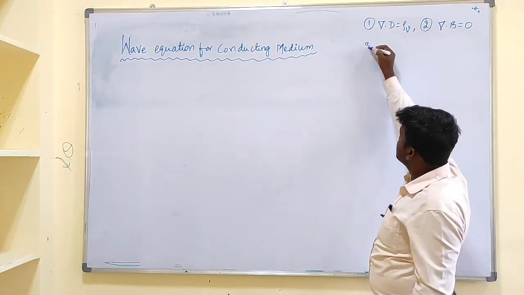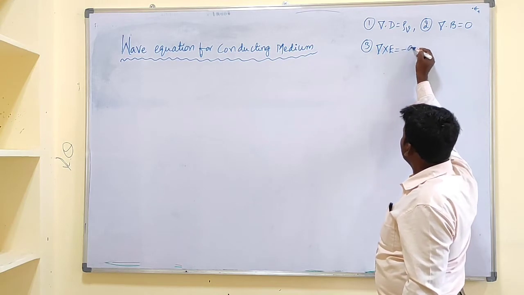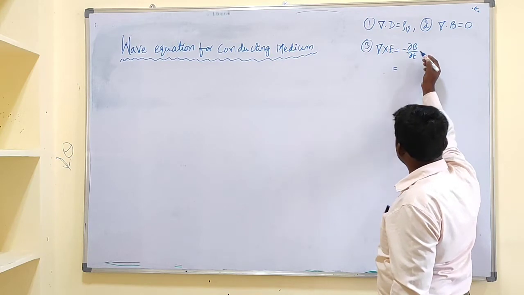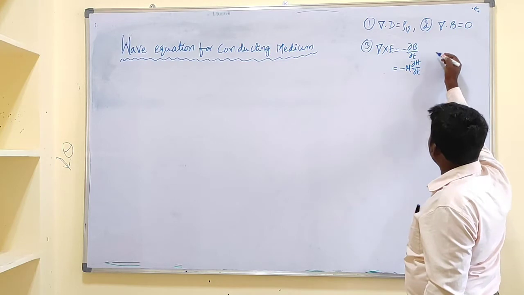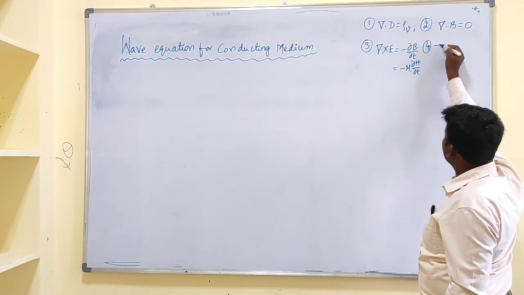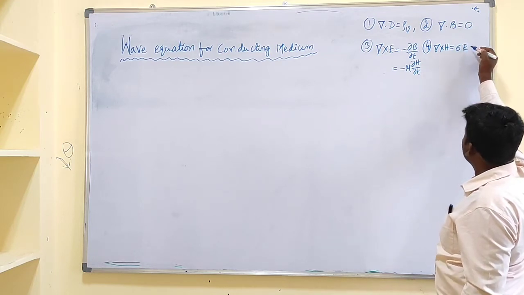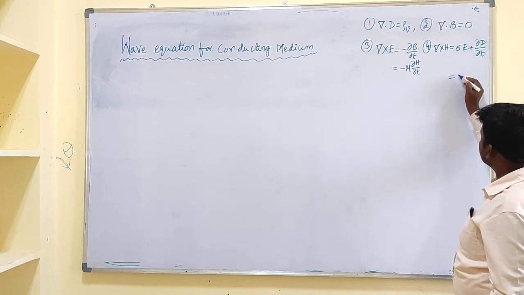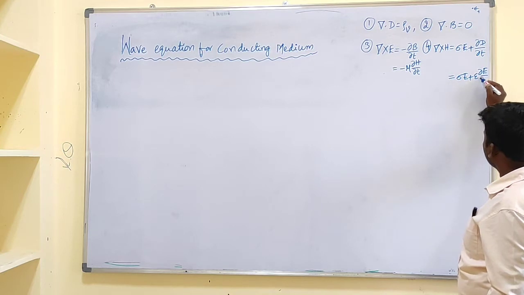And third one is del cross E equal to minus dou B by dou t, or since B is mu into H, this can be written as minus mu into dou H by dou t. And fourth one is del cross H equal to sigma into E plus dou D by dou t, or else it is sigma into E plus epsilon dou E by dou t. These are the Maxwell's equations.